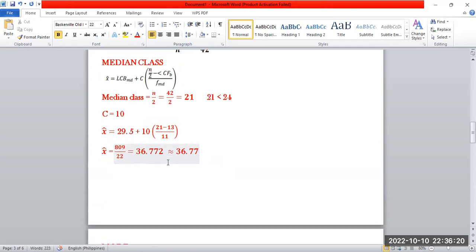If wala kayong scientific calculator, unahin nyo munang isolve yung nasa loob ng parentheses. So 21 minus 13, that is 8 divided by 11. Okay, tapos times 10 ninyo. So that is 80 over 11 plus 29.5. Okay, so makuha is 809 over 22, or in decimal, that is approximately 36.77.